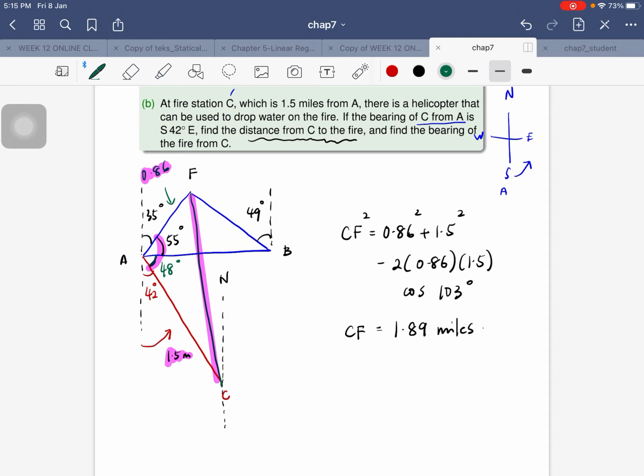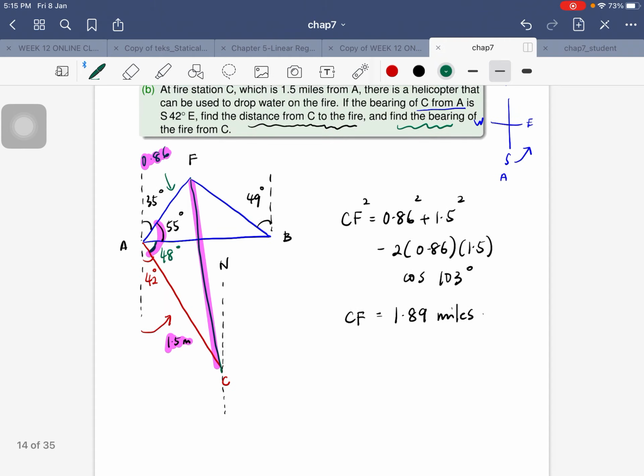But we also have another problem that we need to solve, which is finding the bearing of the fire from C. So here, this is going to be our bearing of the fire from C. It's going to be right here. So this is our bearing of C to the fire.